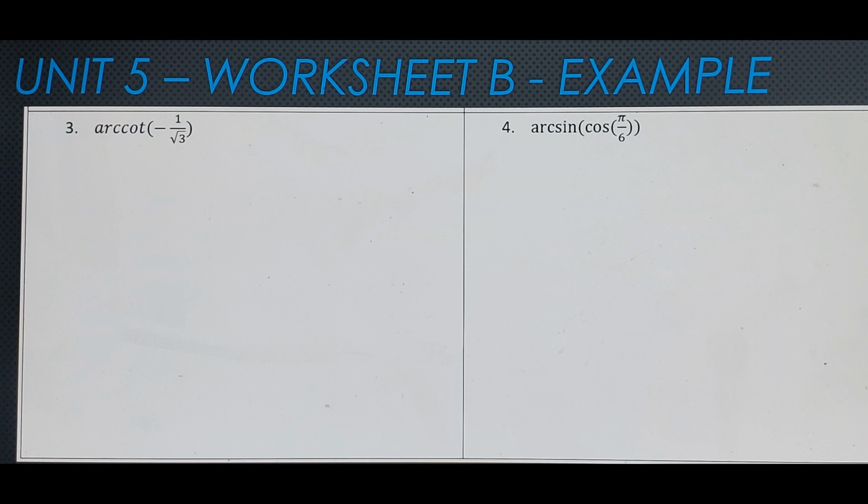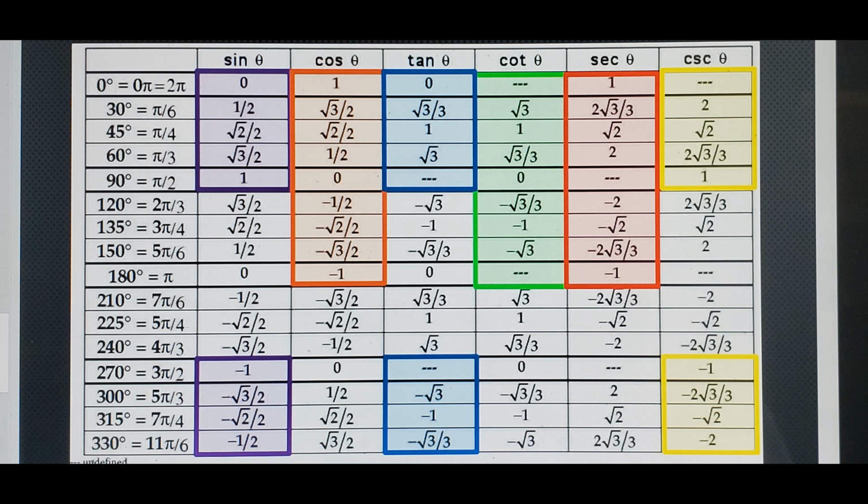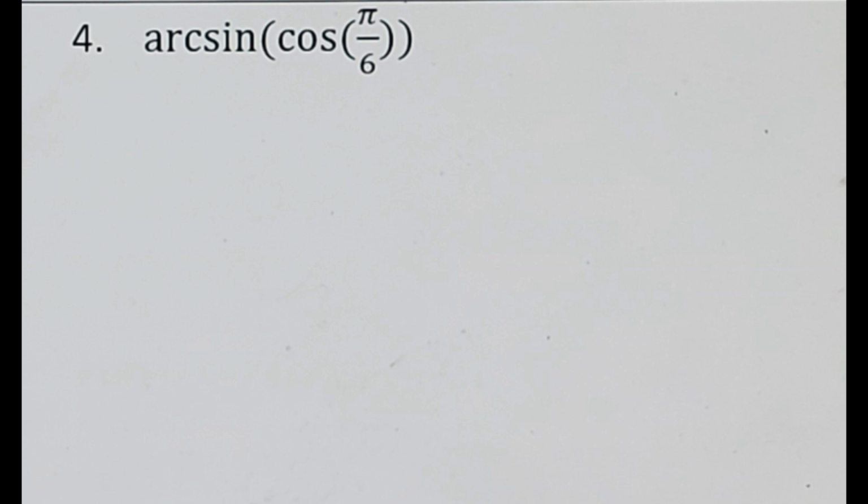So we're going to say negative square root of 3 over 3, and that is on our chart. That is at 120 degrees, or 2 pi over 3. Okay, so that's how you do that. I guess that's a little tricky, but not too bad. Now, this one is really, really interesting. It's saying, what is the inverse sine of cosine of pi over 6?